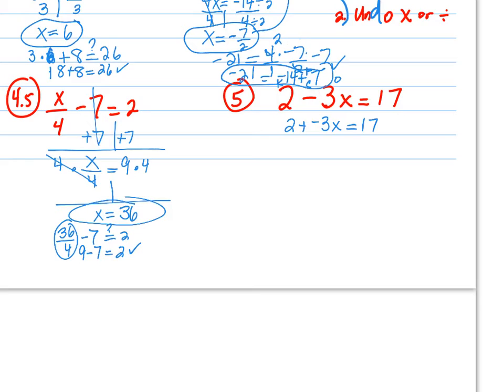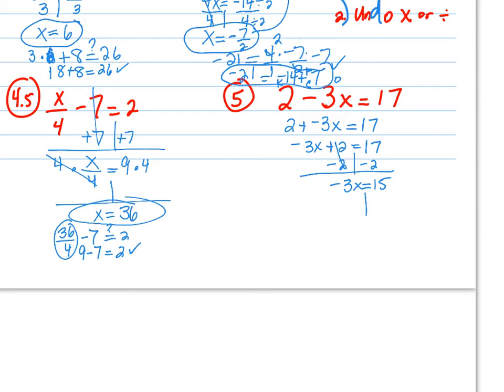Now, if we wanted to, could we switch the order? Yes, we could. I could rewrite this as negative 3x plus 2 equals 17. Do I have to do that? No, but it might make it a little easier for you to see. Go ahead and finish this one off now. All right, so how many of you are going to subtract 2 on both sides? These cancel out, leaving me with negative 3x equals 15. Are we done?